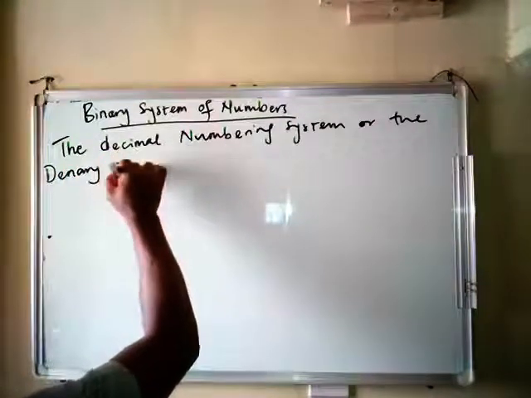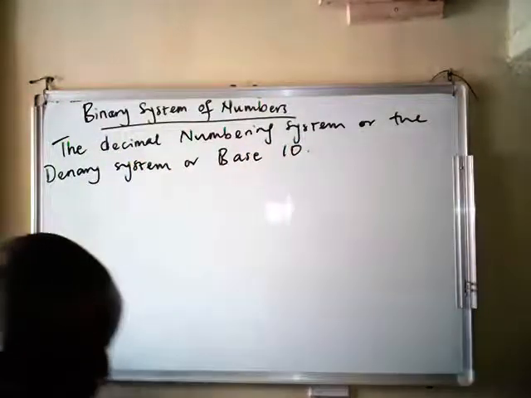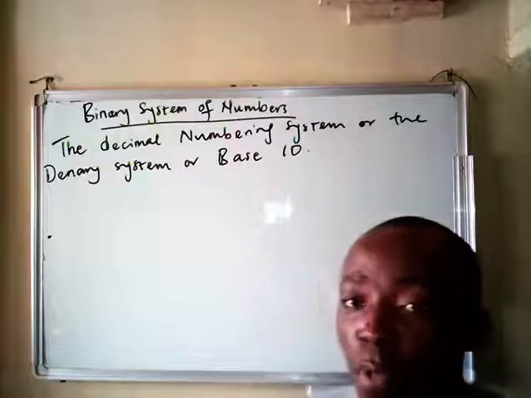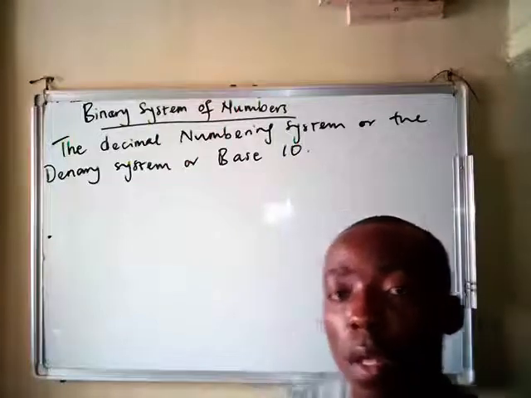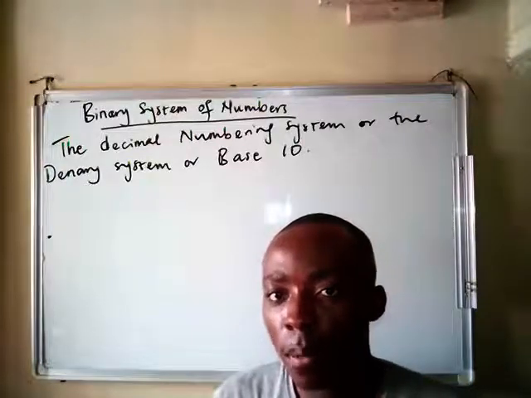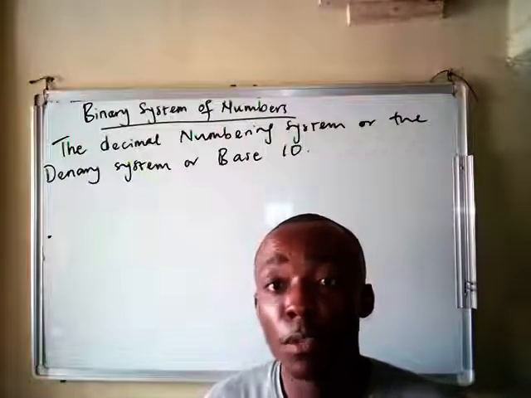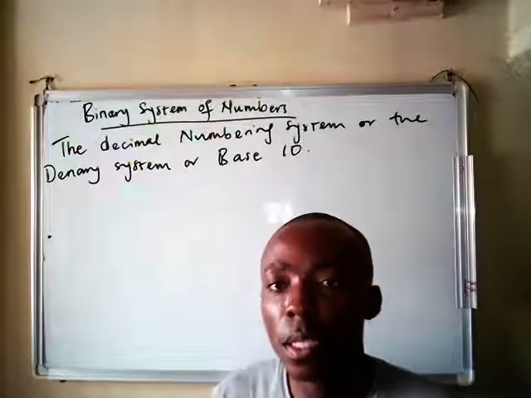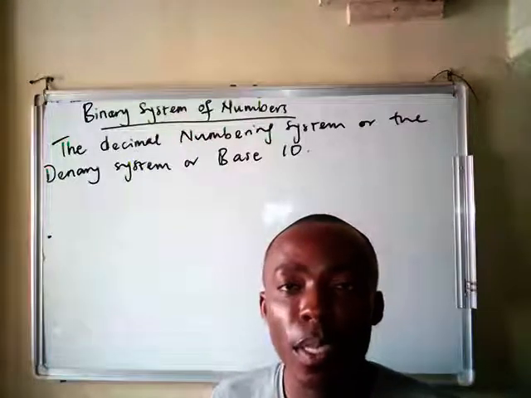So we have the decimal numbering system or the ternary system or base 10. So when you were in primary school, this was what you were introduced to. Every one of us passed through the ternary numbering system, the decimal numbering system, or the base 10 numbering system.